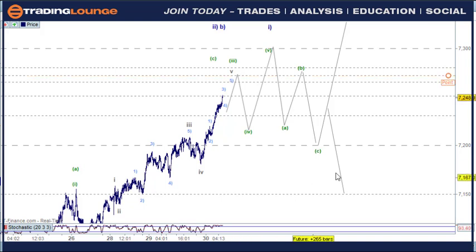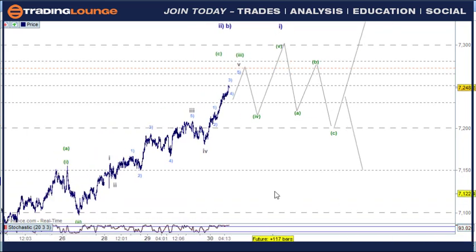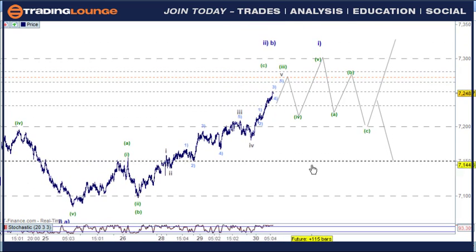I don't know why that is, but it's such a good number. Something to do with nines too, I guess. 7 and 2 is 9. As they say, the nineness of it all. Anyway, that will be a sort of resistance for that wave 3 here, and we're going to get some sort of pullback at that point. So just be a bit mindful of that.